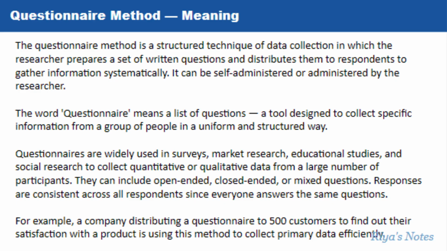Questionnaire method, meaning. The questionnaire method is a structured technique of data collection in which the researcher prepares a set of written questions and distributes them to respondents to gather information systematically. It can be self-administered or administered by the researcher. The word questionnaire means a list of questions, a tool designed to collect specific information from a group of people in a uniform and structured way.